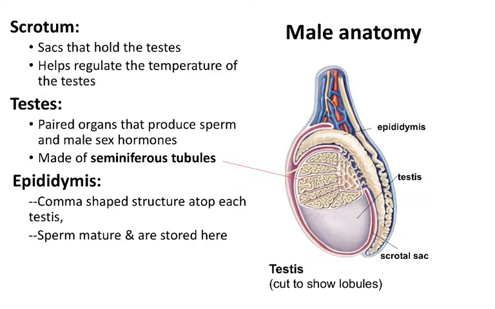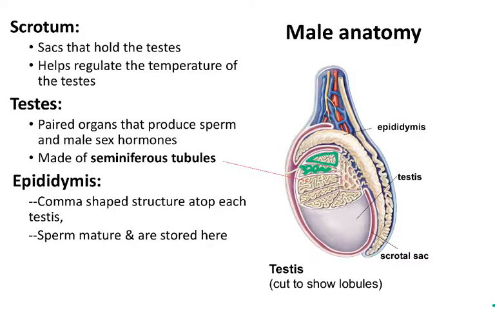So the testes are paired organs. They produce sperm and also male sex hormones. And they are made of teeny tiny tubules called seminiferous tubules. So think semen, seminiferous. And each testis also has lobes. So there's a single lobe with its tubes.